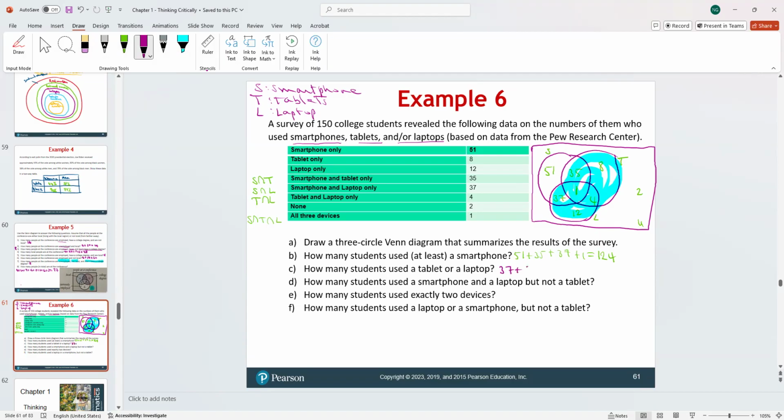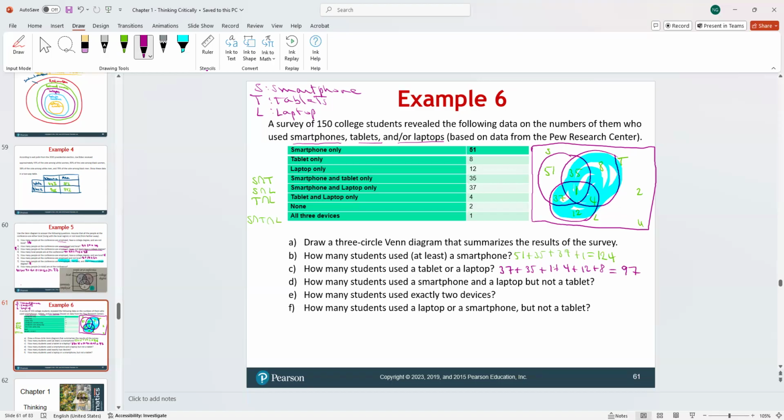37 plus 35 plus 1 plus 4 plus 12 plus 8. Please try to add them all together. I'm gonna try. I put 37 plus 35 plus 1 plus 4 plus 12 plus 8. That's 97. Remember, they don't say only. That's why I take everything. It's important to take everything I see in that circle.